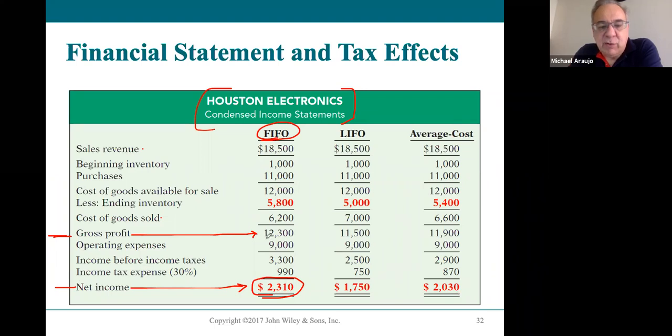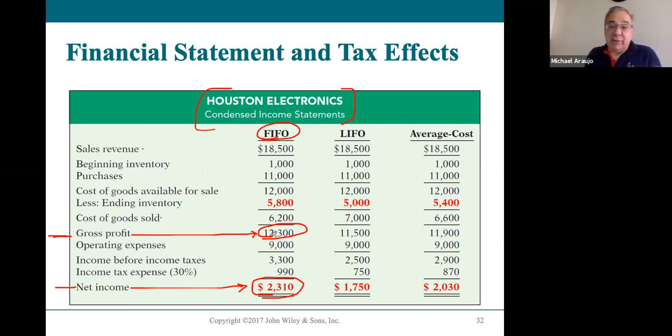So again, these gross profit margins, as we talked about in chapter 5, that statistic of gross profit margin is an important metric financially that's used. It's an important statistic. And so is the profit margin, which is your net income divided by sales. You want that to be as high as possible for your industry. And so I would say that FIFO gets this company there much, much better than LIFO or average cost.